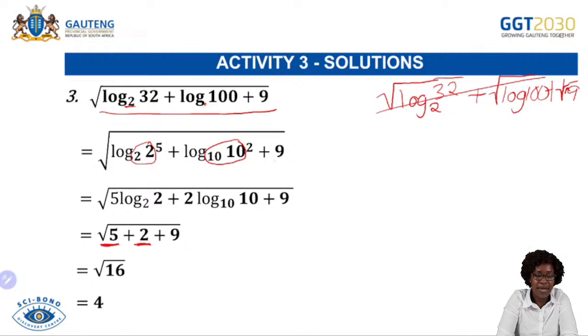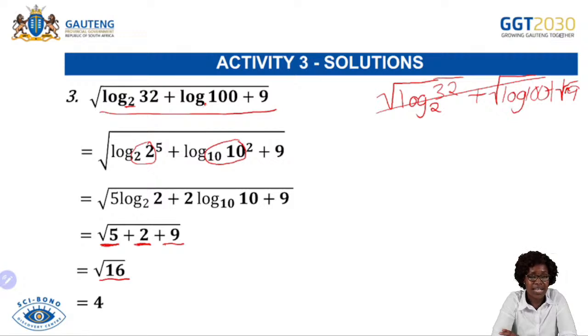Then the last term we do not need to simplify because we have no log in front of it. So we bring it down as a 9. Then we add 5, 2, and 9, and the sum of those three gives us a 16. And already we know that the square root of 16 there gives us a 4.